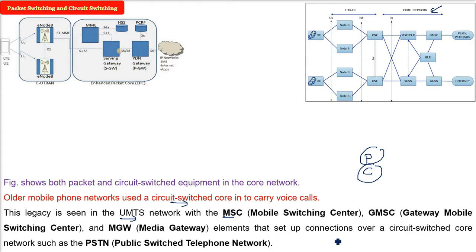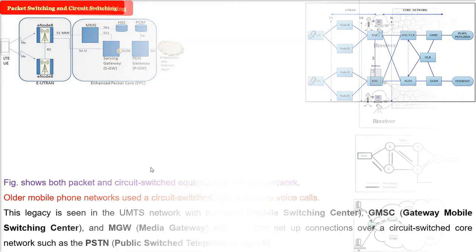These are actually the circuit switched core network, like previously in PSTN, the public switched telephone network, like the BSNLs we have. So still we have the combination of these two. Circuit switching is still there, packet switching is also there.